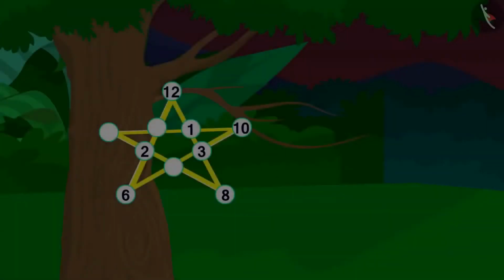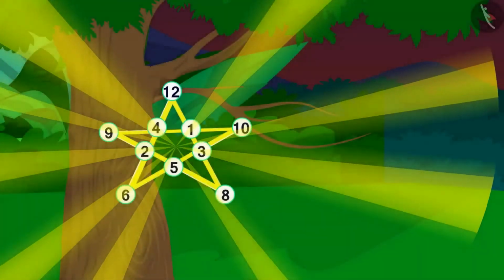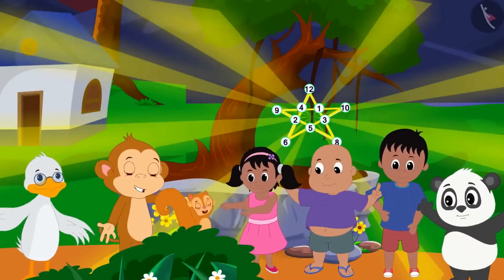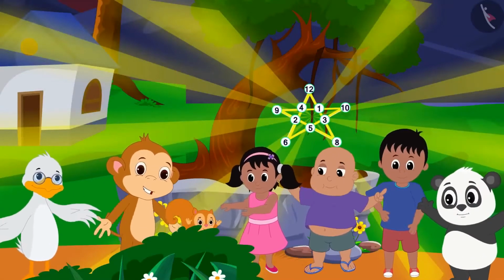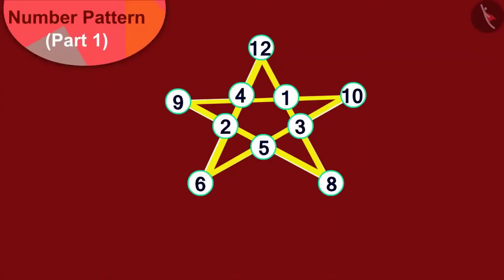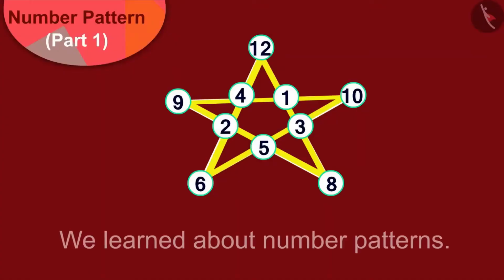As soon as the villagers filled the blanks of the star, light started coming out from the star and the electricity of the village resumed. All the villagers got excited and started dancing happily. Children, in this video we learned about number patterns. In the next video, we will see some more interesting examples of this.